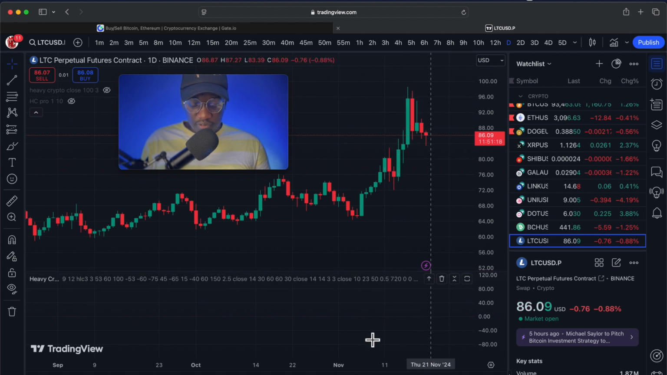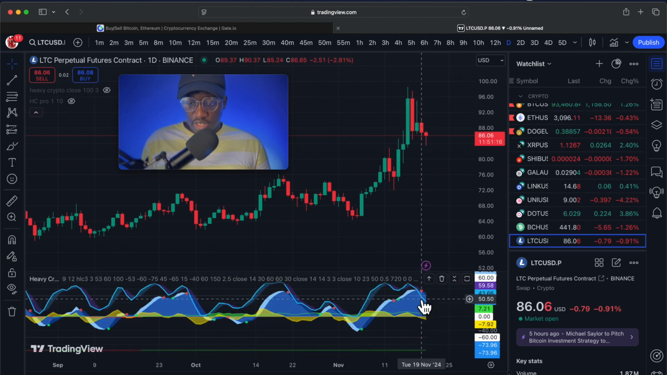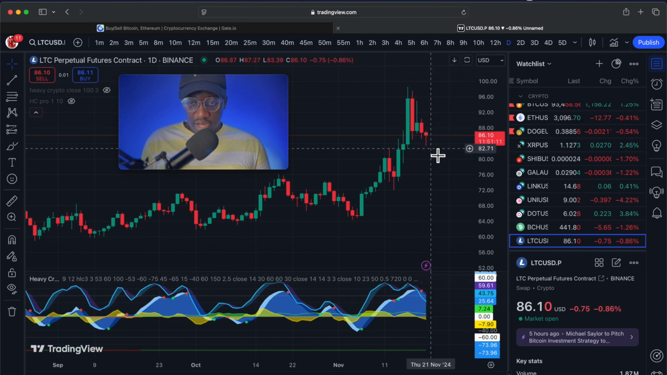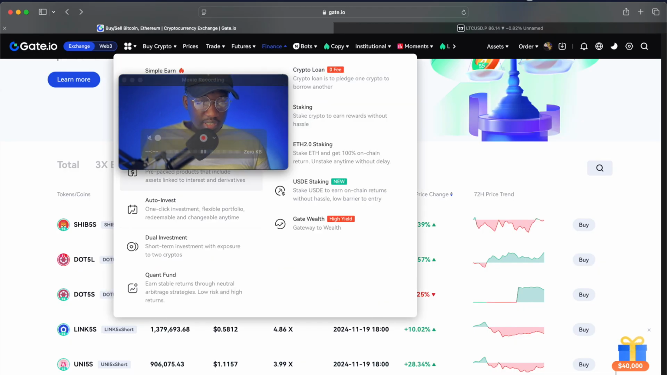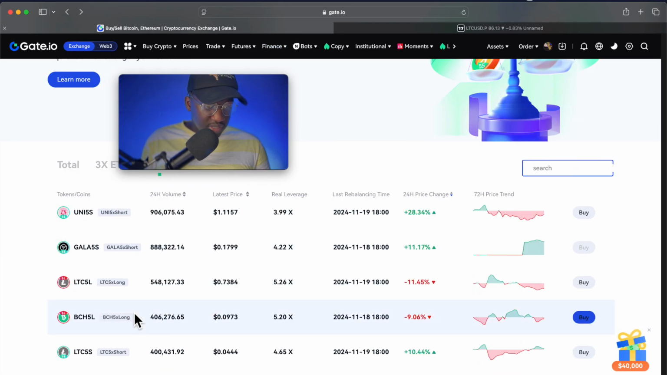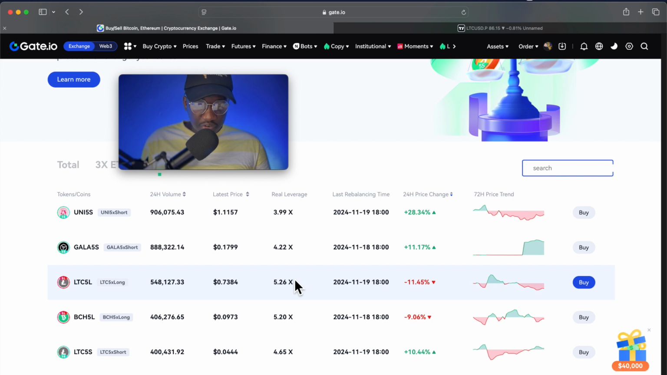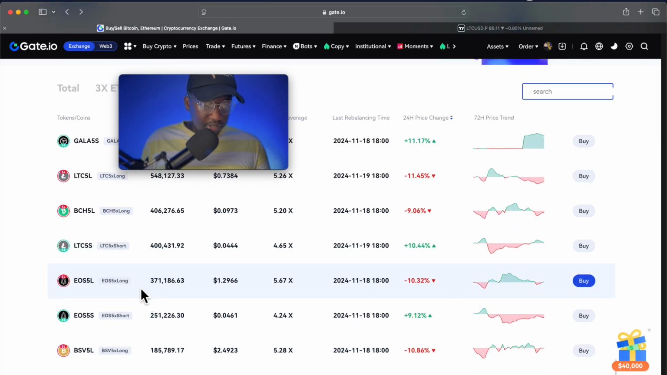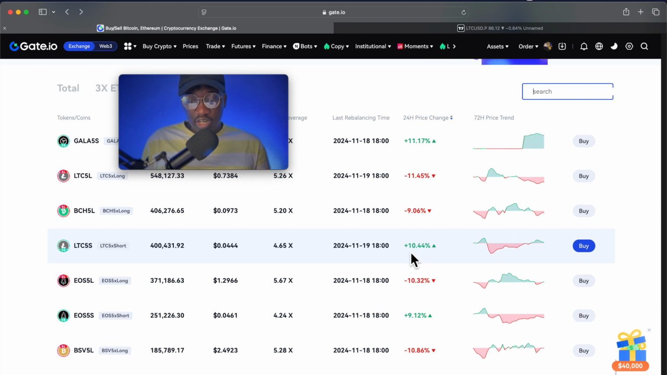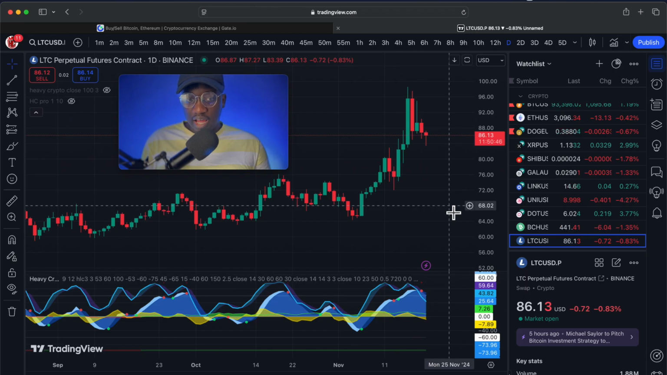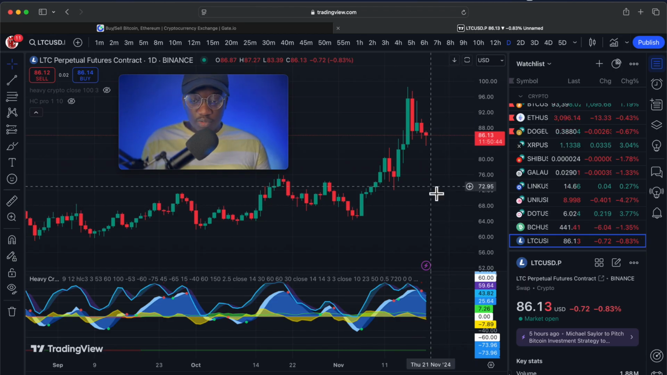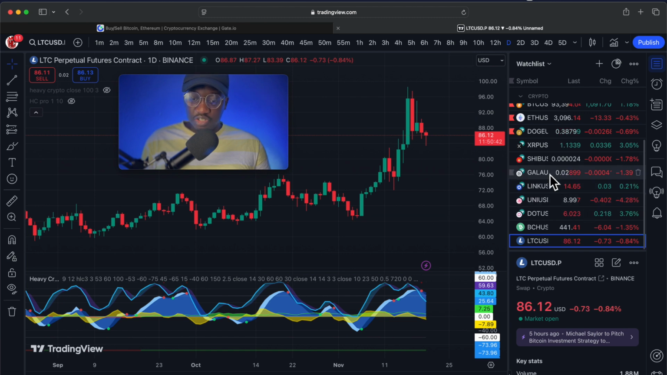I'm just waiting for heavy crypto indicator to load up. Right here, sell signal right here, the red one, and the price has been going down. So if you take a look at leverage token, you'd see that Litecoin short leverage token has been going up in value, which is this one. You can see that it has also gone up by 10% today. So this is really good. And this is exactly how I look for opportunities when it comes to long and short leverage tokens.